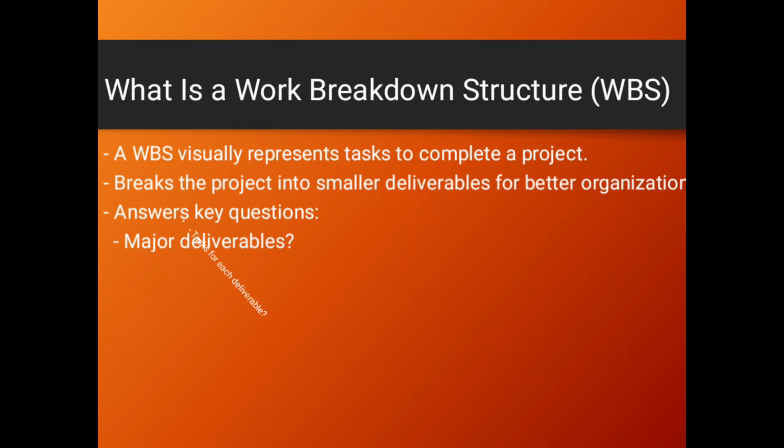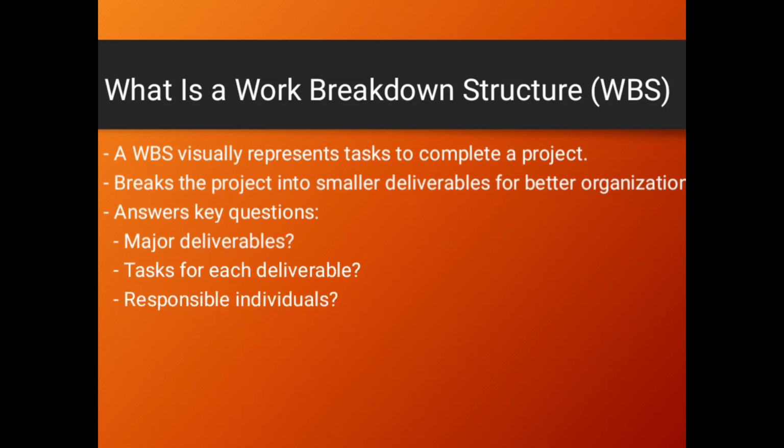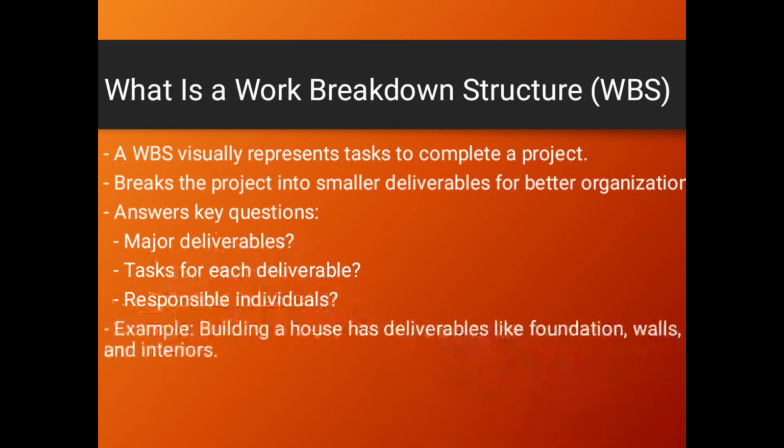There are three key questions which are answered using a work breakdown structure. Number one, it talks about the major deliverables of a project. From there, it talks about tasks on each deliverable. Then it talks about individuals who are supposed to carry out those different tasks. For example, you are building a house. You may have deliverables like erecting the foundation, walls, as well as finishing the interior.